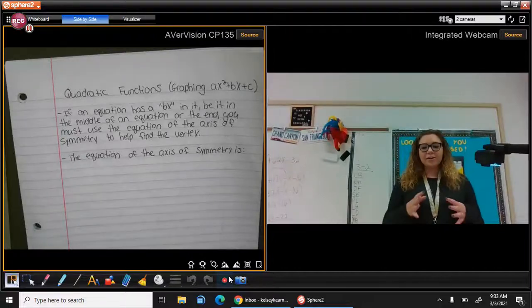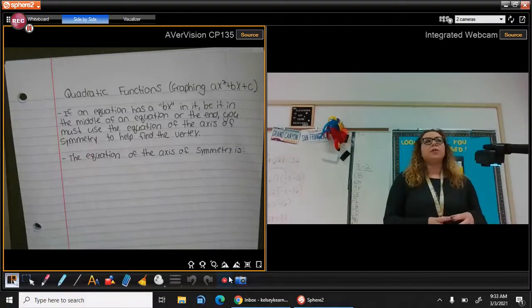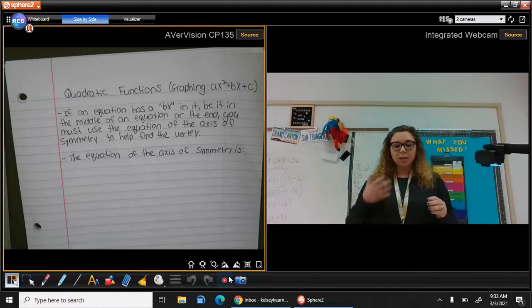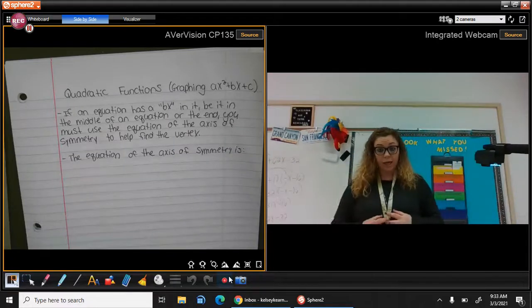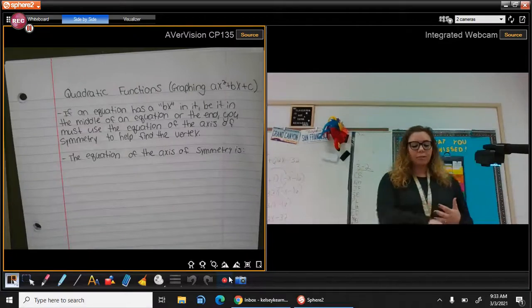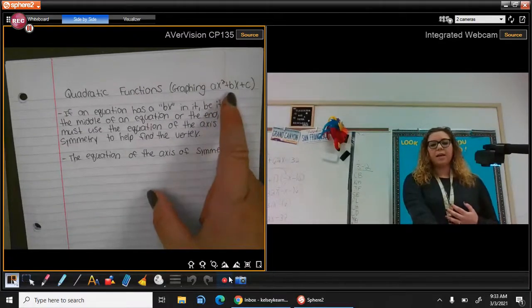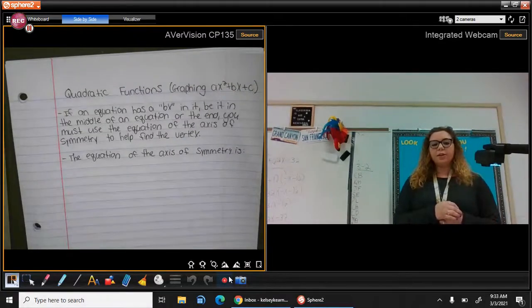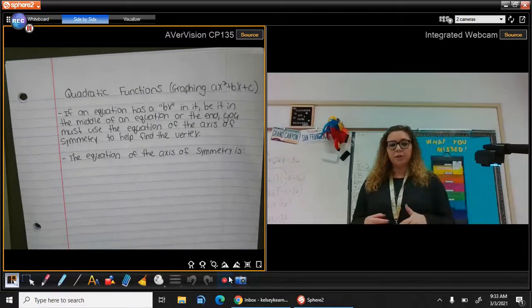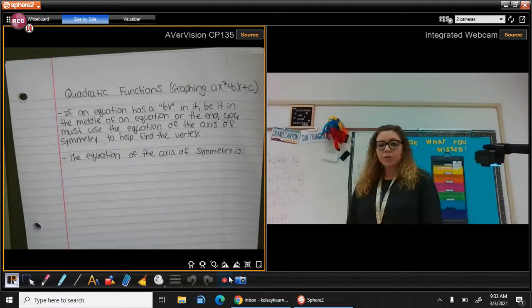Hey guys, so yesterday we talked about how to graph quadratic functions that are parent functions, okay, and how to graph it when you have C. Today we're going to talk about what happens if we have an x. So if an equation has a bx in it, be it in the middle of the equation or in the end, you will use the equation of the axis of symmetry to help find the vortex, okay.